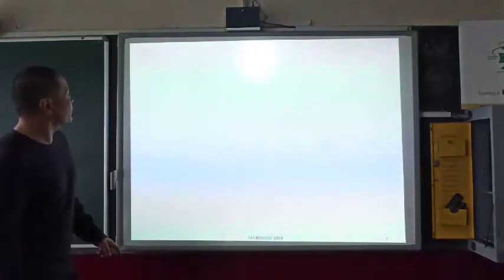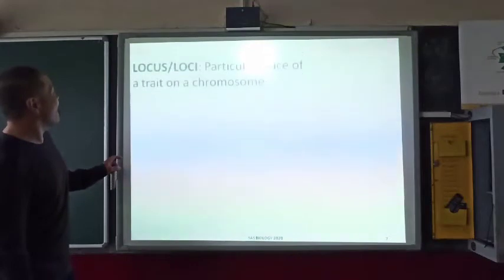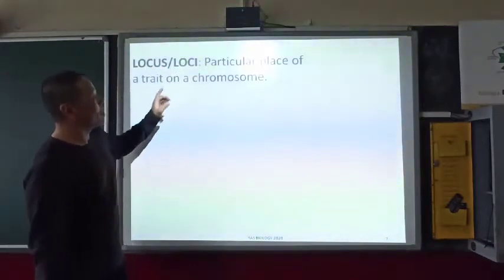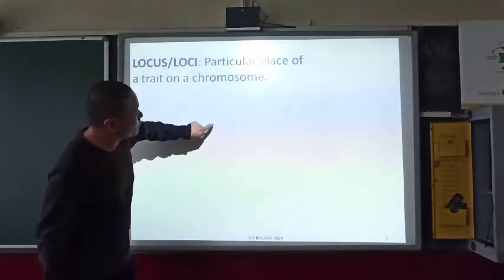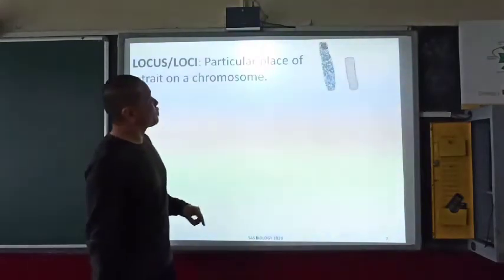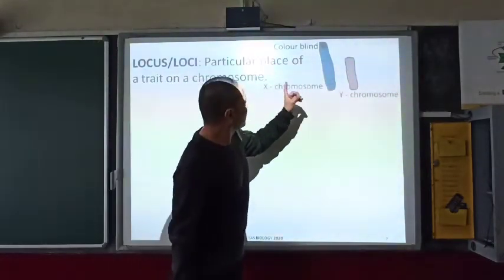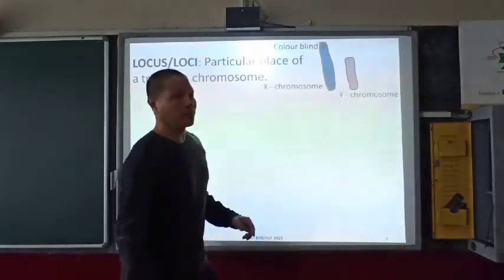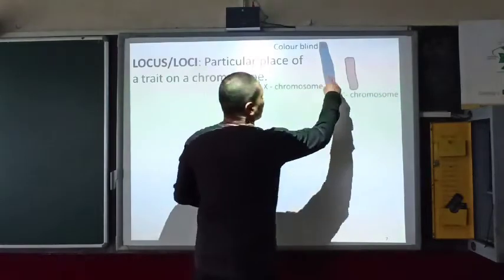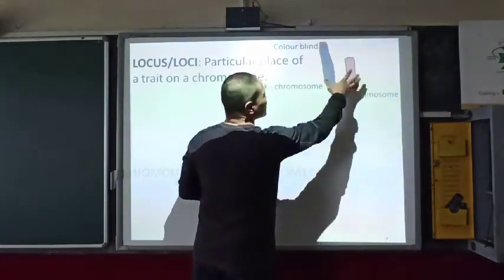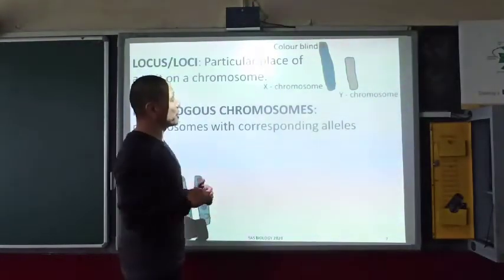Okay, the next one. Locus or loci. Locus is a particular place of a trait on a chromosome. I'm going to take up the example of the X and the Y chromosome, the human sex chromosomes. These two chromosomes determine the sex or the gender of humans.